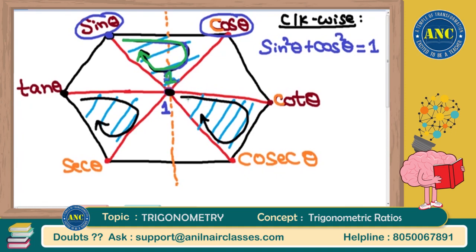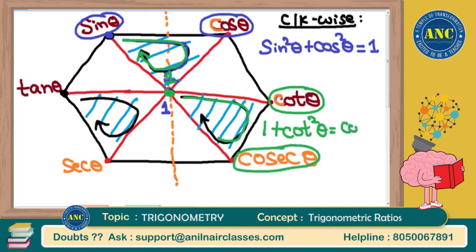Similarly, the second arrow mark, if I start with this, is 1 square. 1 square is 1, plus, if I go like this, I will meet cot theta. 1 plus cot square theta is equal to, the third term in this particular direction, cosecant square theta. I hope the idea is clear, Raj Sharma.